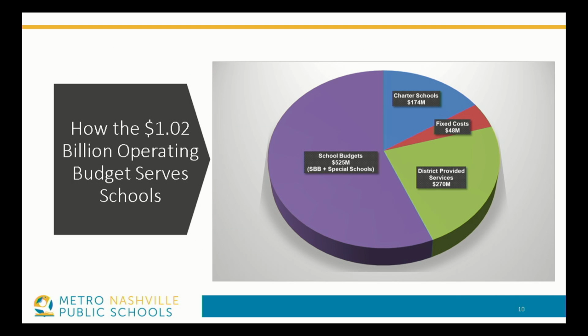Here is our current operating budget, and you'll see that when you combine our school-based budgets and our charter school allocations, almost 70% of our dollars flow directly to schools, with $270 million in district-provided services and $48 million to address fixed costs associated with operating a district our size.